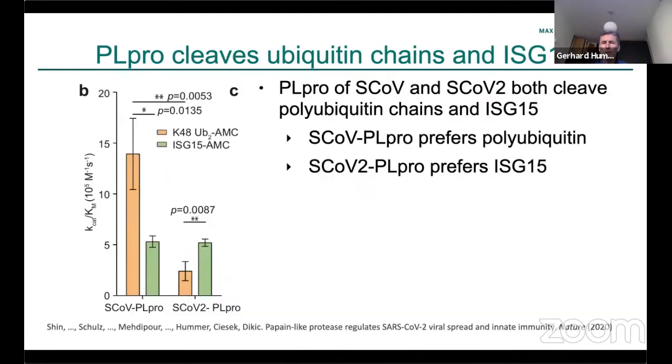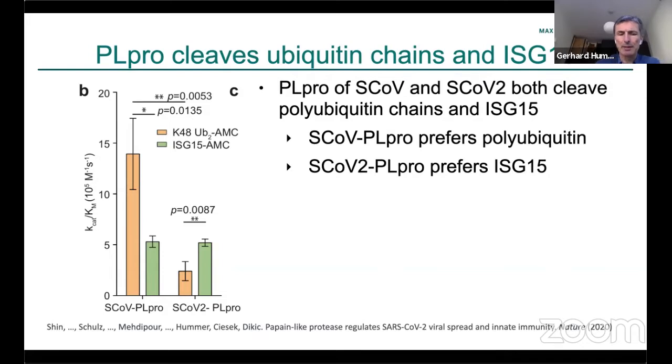This is work that has been done in collaboration with the group of Ivan Dikic, who is at the University Hospital in Frankfurt and also a fellow at our institute, and with his then postdoc Dong-Hyuk Shin, who just took up a faculty position in Korea. And what they found was extremely interesting.